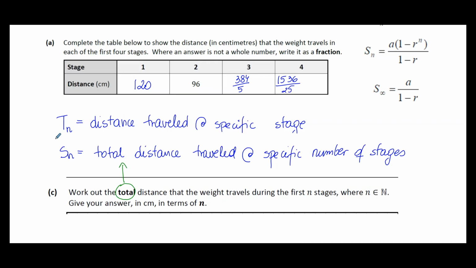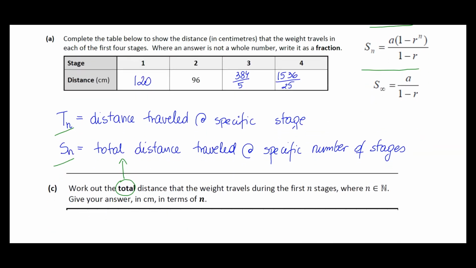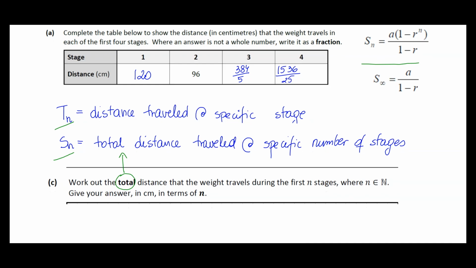In part B, we were dealing with Tn. In part C, we are dealing with Sn. And that's what I'm telling you: that's very often the way your question is structured. The first parts will ask you about the term, then the next part will ask you about the sum. So here I'm looking for the sum.